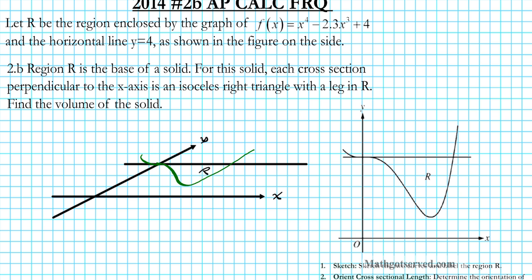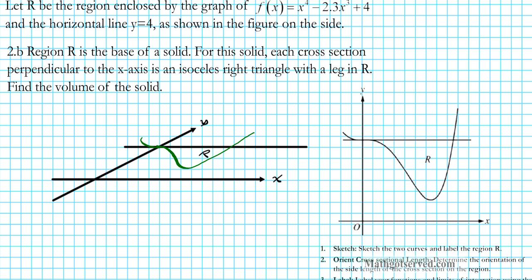So let's sketch one of the right triangles. Okay, so we want to determine the orientation. Since it's perpendicular to the x-axis, it's going to look something like this. That is a leg of the isosceles right triangle. We're going to have another leg going upwards, perpendicular in that direction, and then we have the hypotenuse like that. So that is one of the infinitely many isosceles right triangles we have in this region.